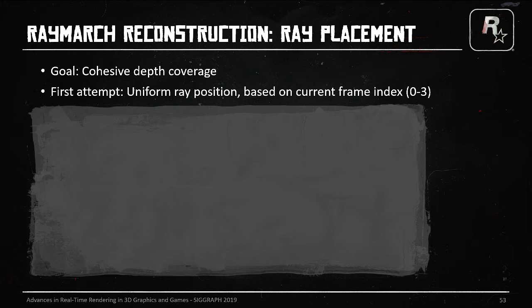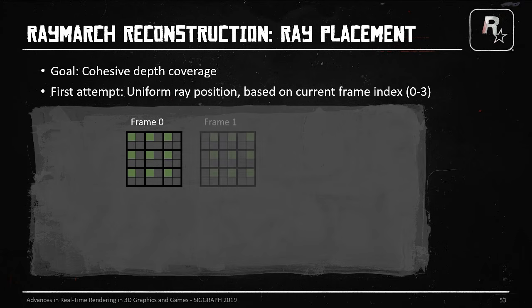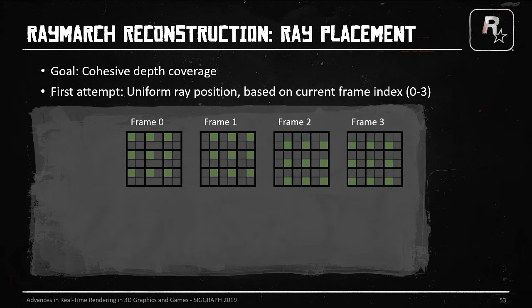And the initial attempt, as we just saw, is a uniform ray position based on the current frame index. So we take 4 frames to completely reconstruct the image. And this is the placement, so essentially a clockwise distribution of the rays.